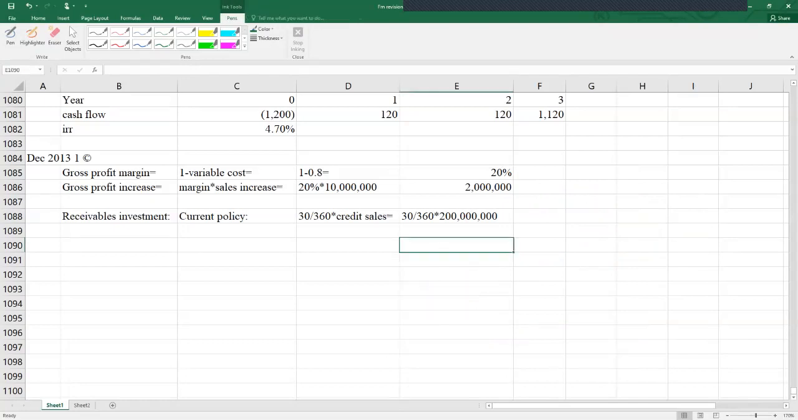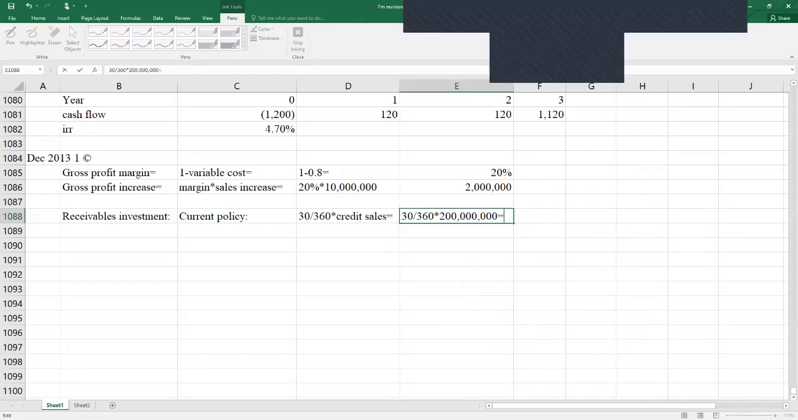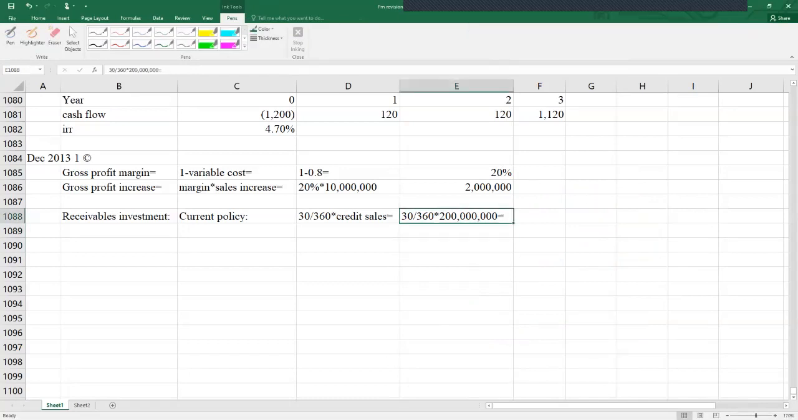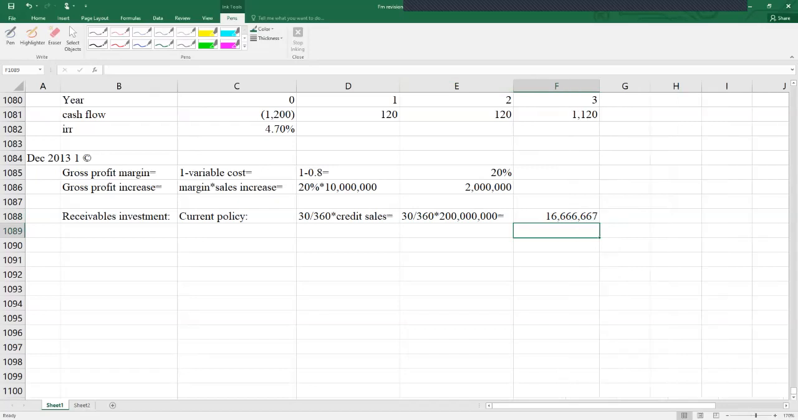And you get how much, therefore? 16 million. 666,000. Actually, yeah. Okay, 666,000. Yes. Okay, let's confirm. So 16 million, we confirm here. So we get 16,666,667. That way, isn't it? Yes, for the company's current investment towards the account receivable.